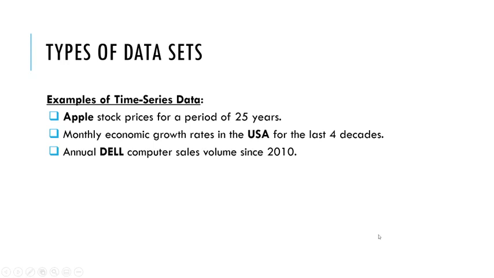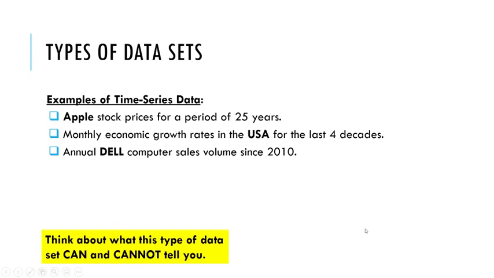Maybe I'm interested in annual Dell computer sales volume since 2010. Well, I can track Dell computer sales over time, but what I can't do is compare Dell to Apple, for example. So again, think about what this type of data can and cannot tell us. It allows us to track one entity over time, but it doesn't allow us to compare between entities.